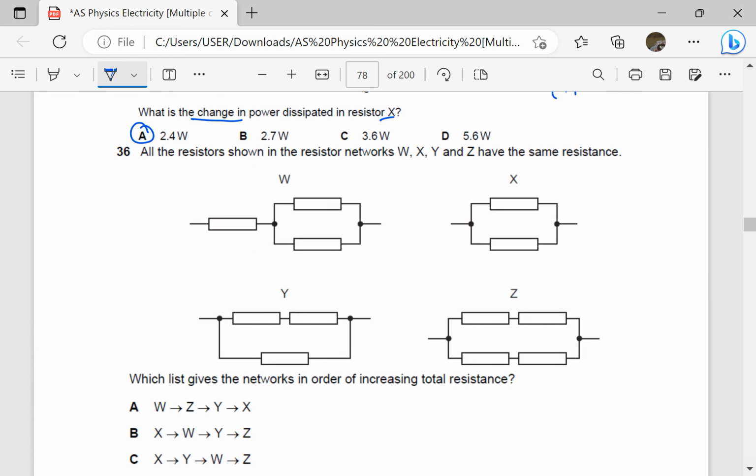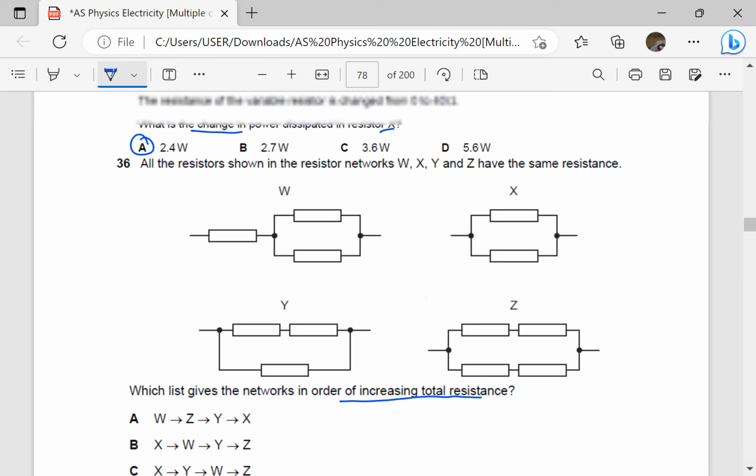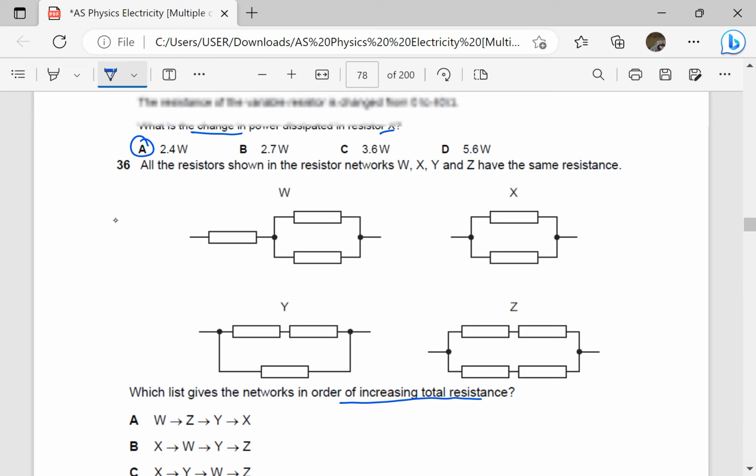All the resistors shown in the resistor network W, X, Y, and Z have the same resistance. Which list gives the network in order of increasing total resistance? Okay, so you and me will notice that this one should be having the highest. If we say R, R, R, so this is 2R, this is R over 2 plus R. R over 2 plus R is 1.5R. That is the total resistance here.